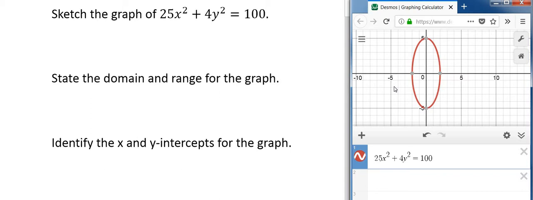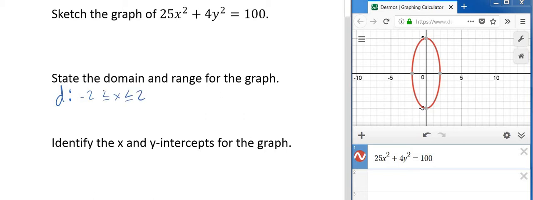So there's our graph. State the domain and range. All right, let's talk about that. Here it goes from -2 to 2. Let me get my pen real quick. What's the domain? Remember, that's all the x values that it could take. And so it goes from -2 to +2. X is everything in between -2 and 2.